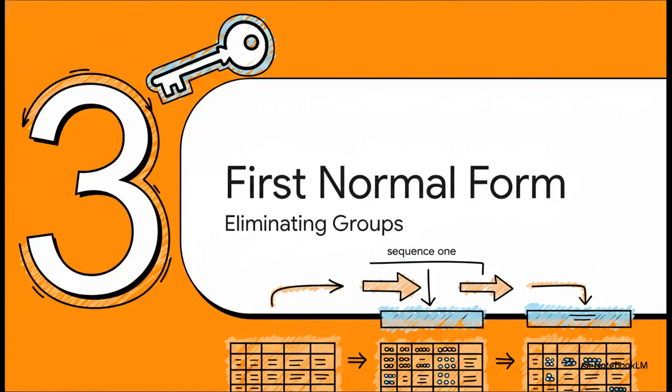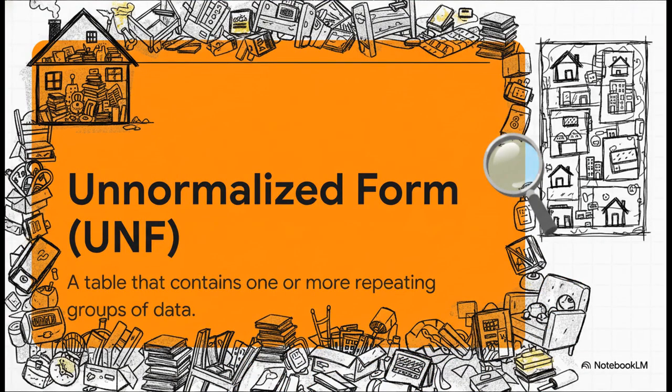So let's put that key to use. Section 3. First normal form, or 1NF. Before we normalize anything, we have what's called unnormalized form, or UNF. And honestly, think of UNF as a hoarder's house. It's just full of messy, repeating groups of data crammed into single rows. Imagine a single client row that just lists 5 completely different rental properties all crammed into one single cell. You can't search it, you can't sort it, it's totally unmanageable.